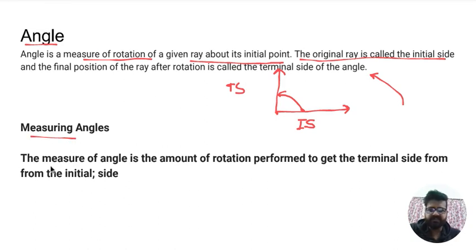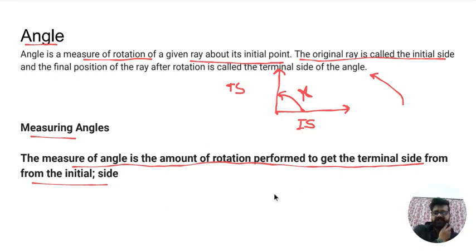The first is the measure of angle is the amount of rotation. Keep in mind, it is the amount of rotation performed to get the terminal side from the initial side. So this rotation is nothing but the angle, and I denote this angle by x. Okay, so what is the second method?